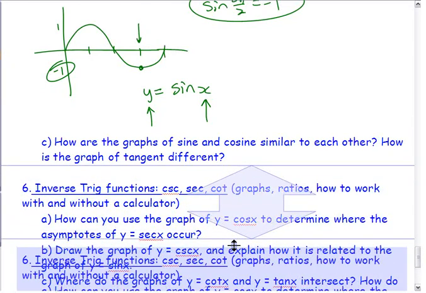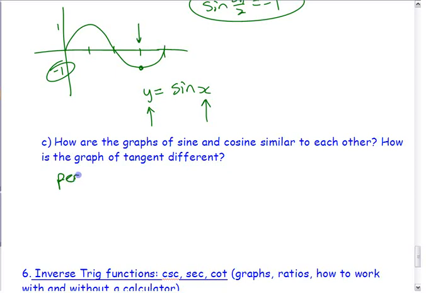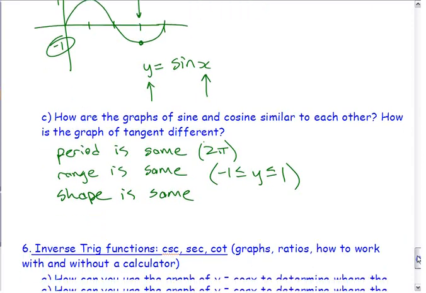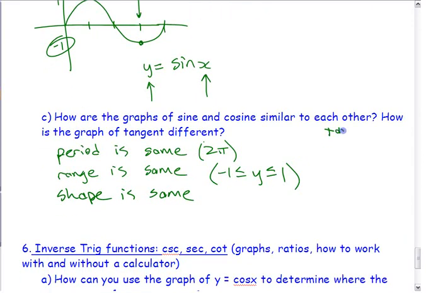Are the graphs of sine and cosine similar to each other? Period is the same. It's 2 pi. Range is the same. Range is between -1 and 1. Shape is the same. How is a graph of tangent different? Well, all these things are different, right? Tangent has a period of pi. Tangent has a range of all real numbers. If we talk about the shape, the shape's totally different, right?